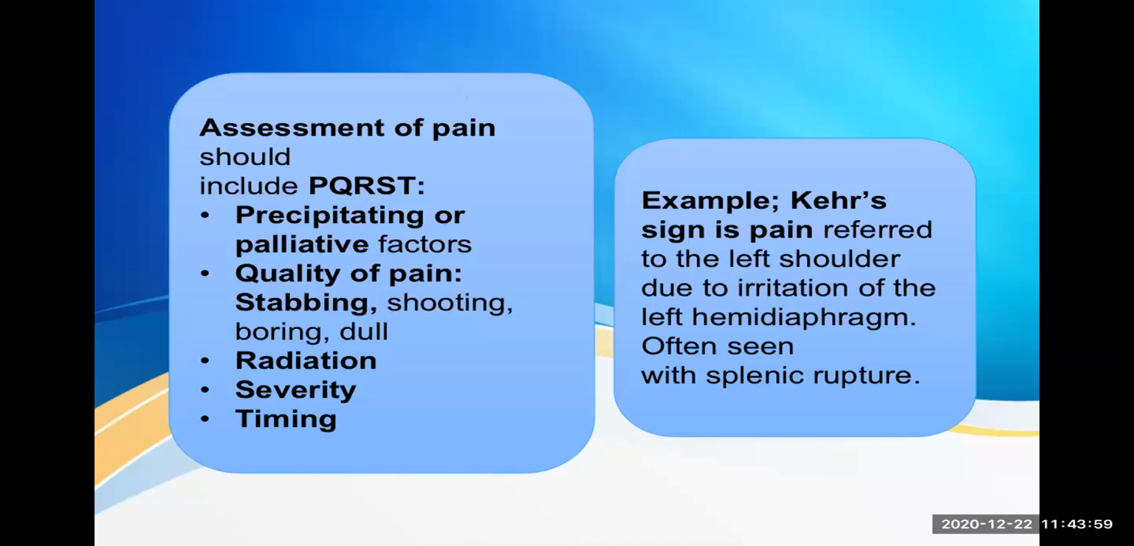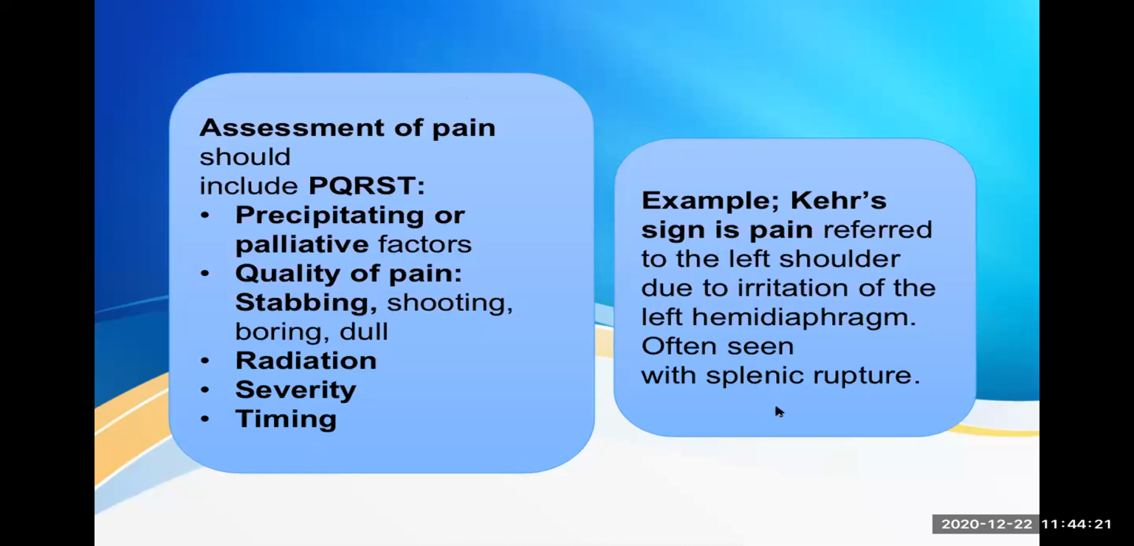But though it is not a very important point here. Now, one of the examples included here, just to make your knowledge clear, is Kehr's pain. Kehr's sign is pain referred to the left shoulder due to irritation of the left hemidiaphragm, and it is often seen with splenic rupture.